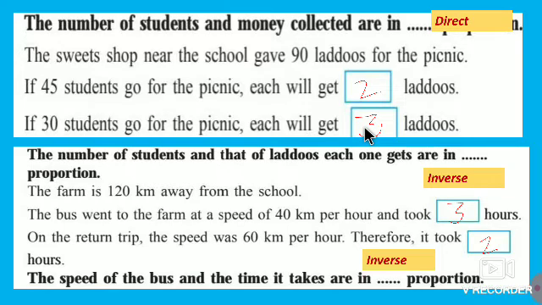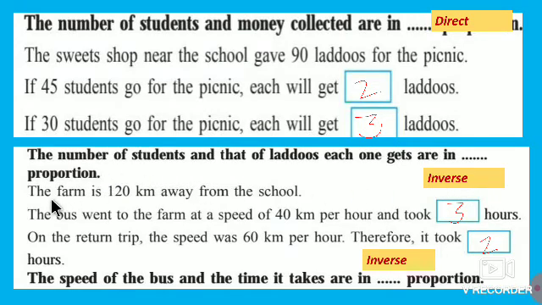Now what do we have to observe? The number of students and the number of laddus they will get. Here 45 to 30, so the number of students decreases. As the number of students decreases, the number of laddus increases. It means the first quantity decreases, the second quantity increases. So there is an inverse proportion. The number of students and the number of laddus each one gets are in inverse proportion.